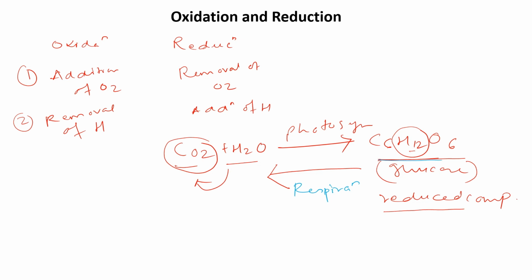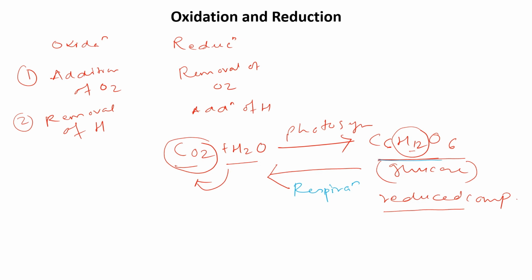So in photosynthesis, the carbon dioxide is reduced. The product glucose is a reduced compound. In respiration, the food, which is a reduced compound, is oxidized to form CO2 plus H2O. So the reduced compound is oxidized to form CO2 and H2O.